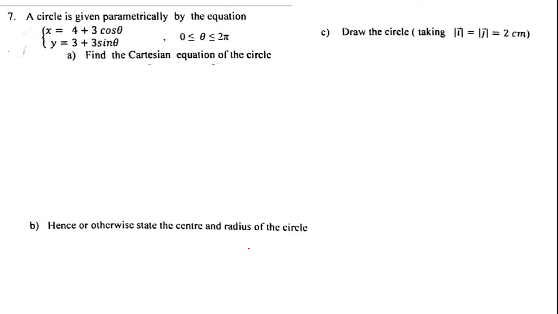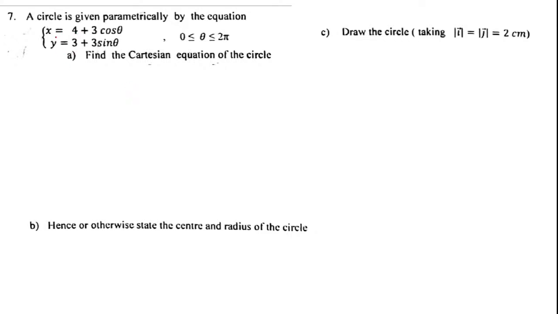Now the next question, we have a circle given parametrically by the equation x is equal to 4 plus 3 cos theta and y is equal to 3 plus 3 sine theta. Find the Cartesian equation of the circle. So the Cartesian equation of the circle is that equation that expresses the circle as (x minus a) squared plus (y minus b) squared is equal to r squared. That is the Cartesian equation of a circle. That's what we want to do.